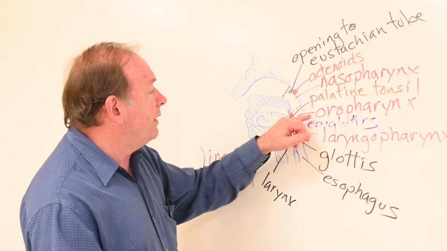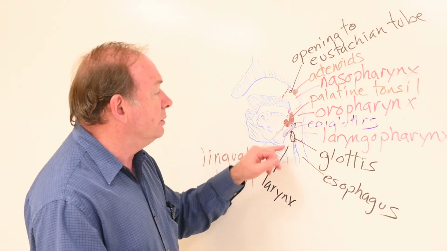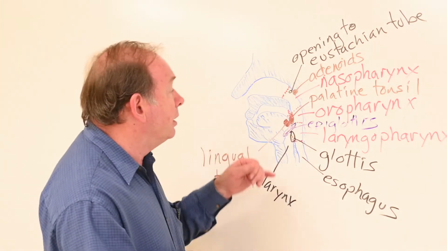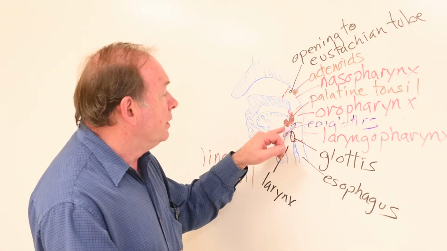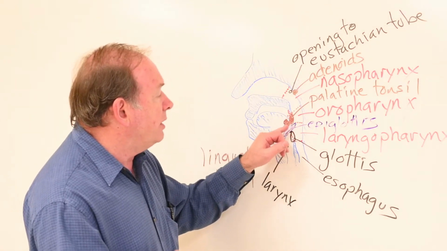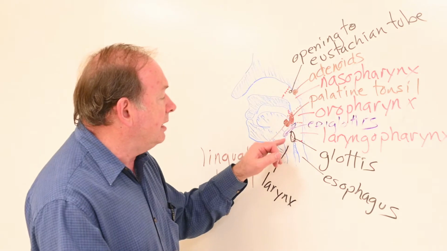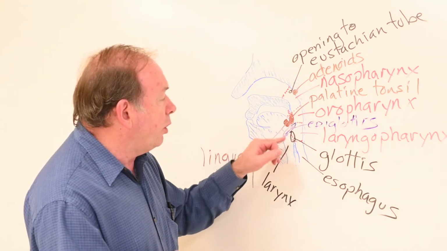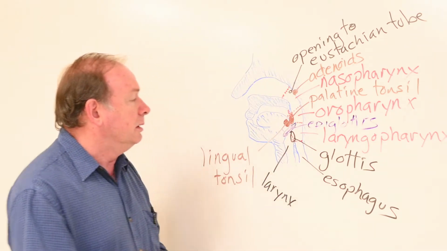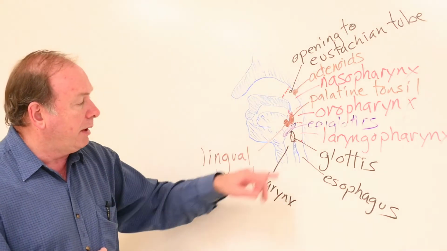In your oropharynx, you're going to see your palatine tonsils back there behind the palatoglossal arch. Down in your laryngopharynx, you have your epiglottis that kind of sticks out in there, and the glottis opening to your larynx.